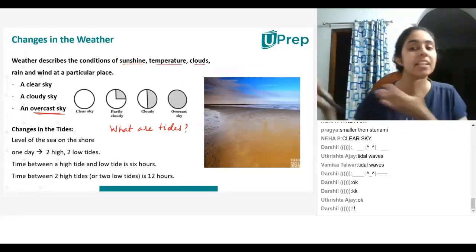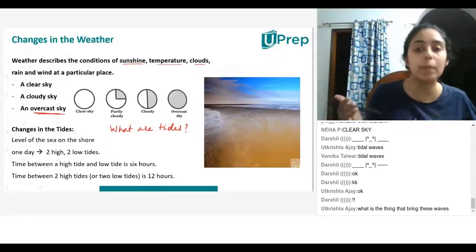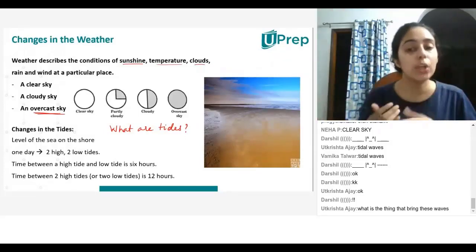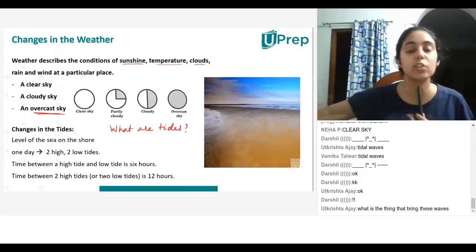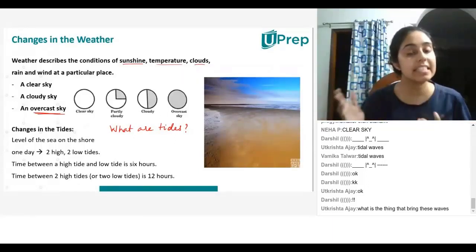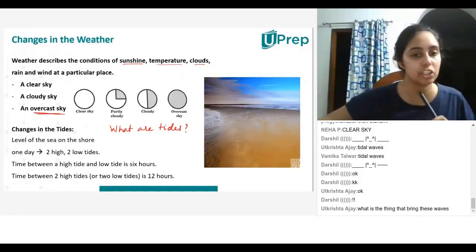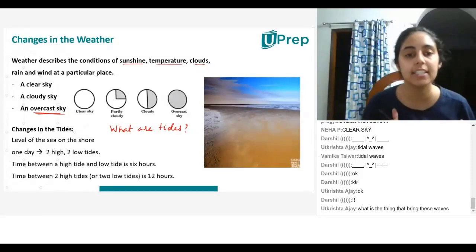So high tide means the water has moved a long way into the beach. Low tide means the water has moved away from the beach. So the ocean or the sea has moved away from the beach. That is high tide and low tide. Is that clear to you guys?